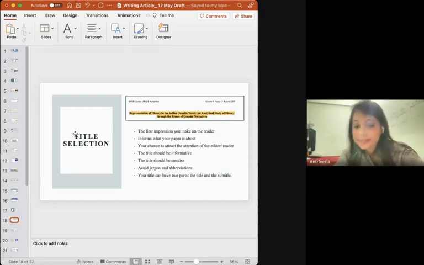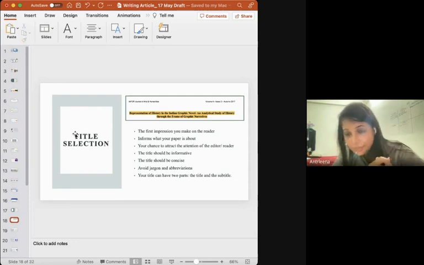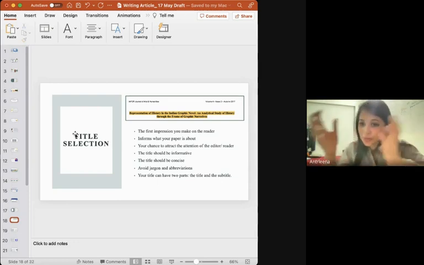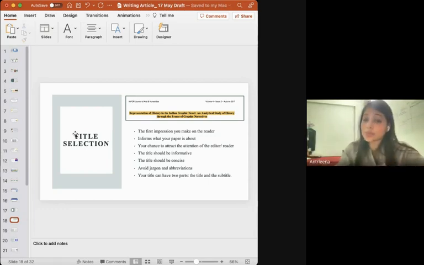For instance, when you read this title that I've given as an example, you know that the broad domain is literature, the subdomain is the Indian graphic novel, and the areas it's going to cover are historicity, politics, and the structure of the graphic novel. Right? So it tells you what your paper is going to be about, and that it's going to be an analytical study. It is also your chance to attract the attention of the editor and reader.